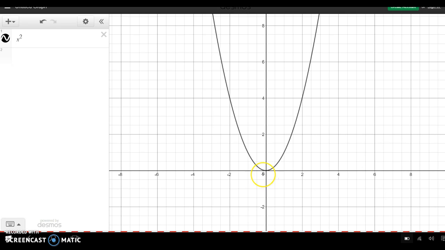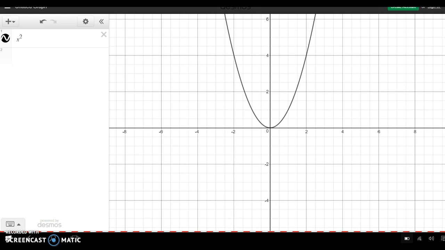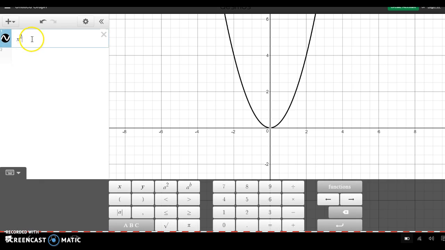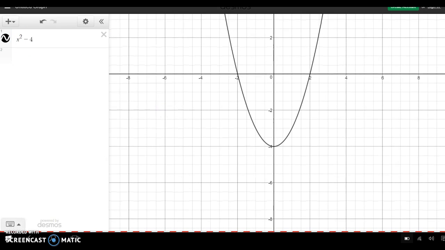So if you look at this, this does not match the graph that I have. So how can I make it match? Well, I've got to go down. You heard me say earlier, there's a vertical shift happening. Obviously, it's moving down. So if I go in here and I just put that minus 4 there, that satisfies that condition. It shifted it down 4, so minus 4.